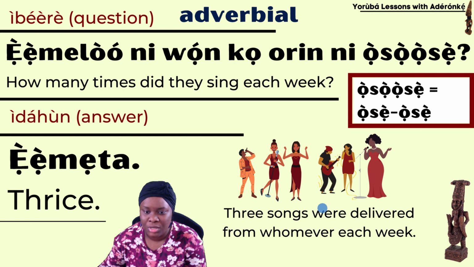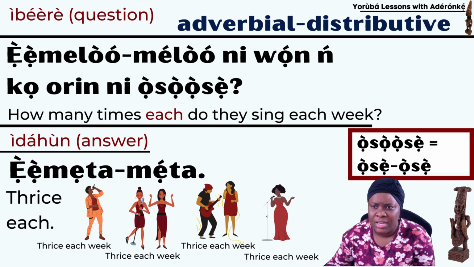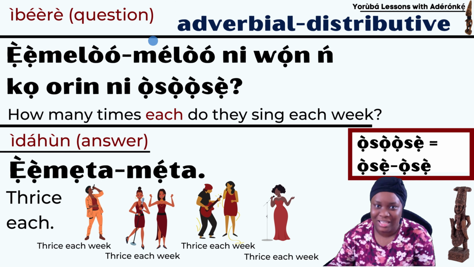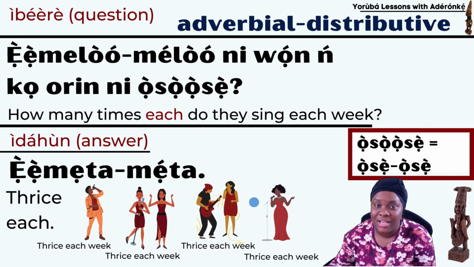It doesn't matter who. But then if you now want to ask, okay, good, 3 songs were heard each week in this particular case, but let's say it was the case that each person had to sing 3 times each week. Meta, thrice each. You see, I'm not taking it easy on you. Let me just put it that way. I'm letting you see how it would be framed in different contexts. Not to overwhelm you or anything, just to expose you to how we would say it. You can then revise on your own time.